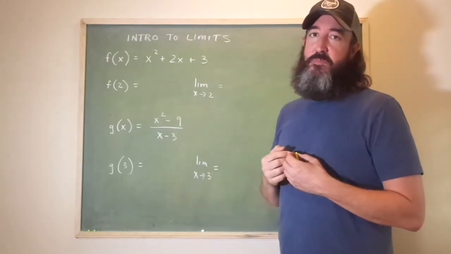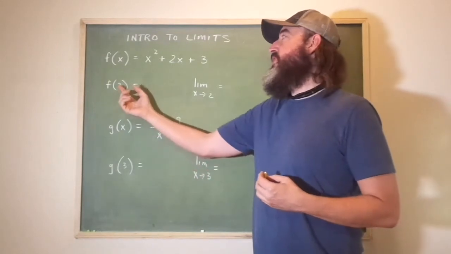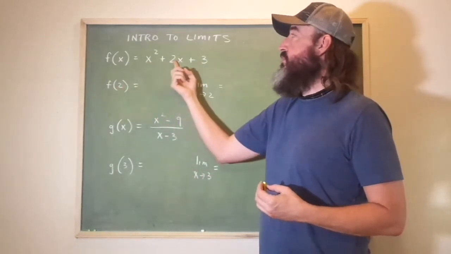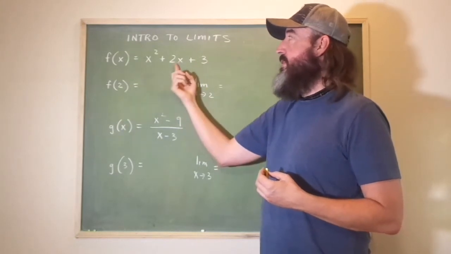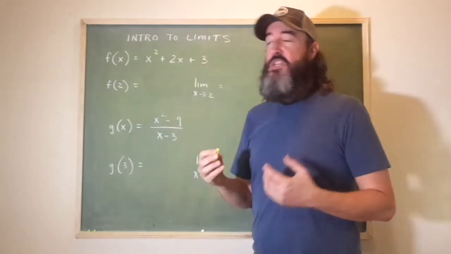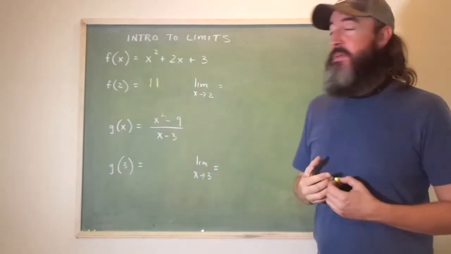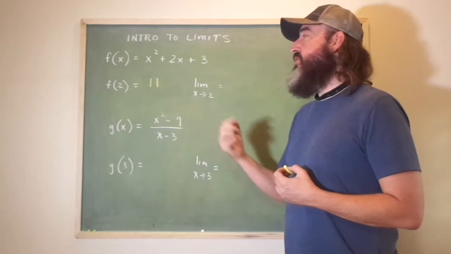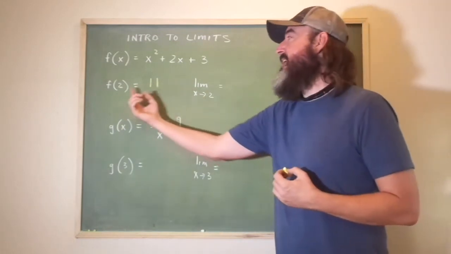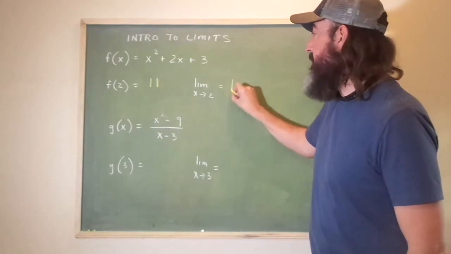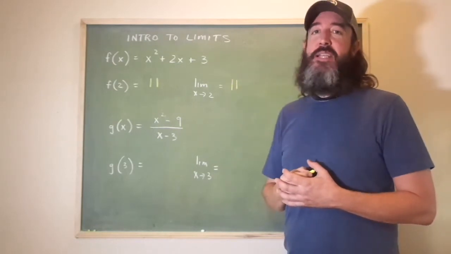in a given function. Of course, to find f of 2, you just plug 2 in for x into this function. 2 squared is 4, 2 times 2 is 4, 4 plus 4 is 8, and 8 plus 3 is 11, so we could say f of 2 is 11. Now, most of the time, evaluating the limit as x approaches 2 is exactly the same as evaluating f of 2. In this function, that's the case. It's exactly the same. The limit as x approaches 2 is 11.